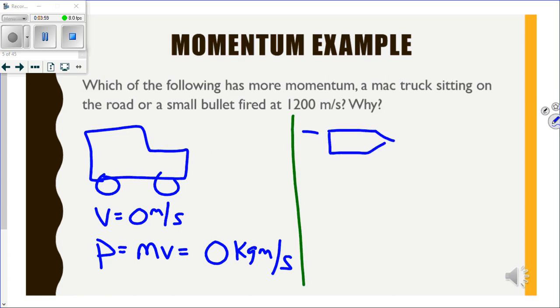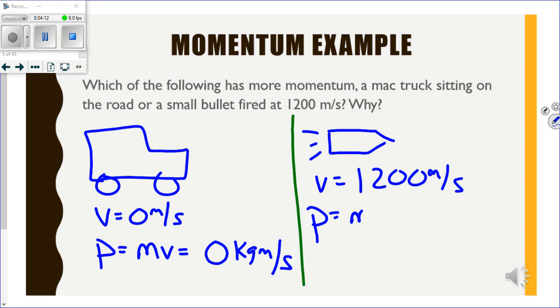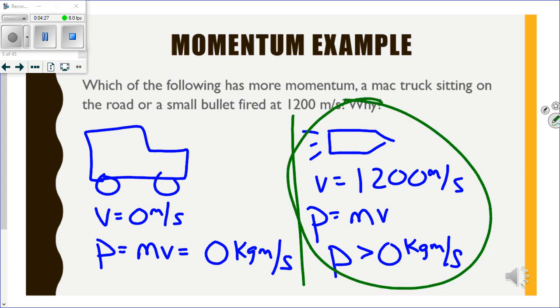Well, let's compare that to the momentum of a bullet. We've got a bullet flying with a velocity of 1,200 meters per second. Now, we're not given the bullet's mass either, but we know it's really small compared to a Mack truck. But when I solve for momentum, I'm going to find that since the bullet has a mass and it has a velocity, this momentum is going to be some value greater than 0. Meaning our bullet, even though it's got a tiny mass compared to a Mack truck, is going to have more momentum, because an object without velocity has no momentum.